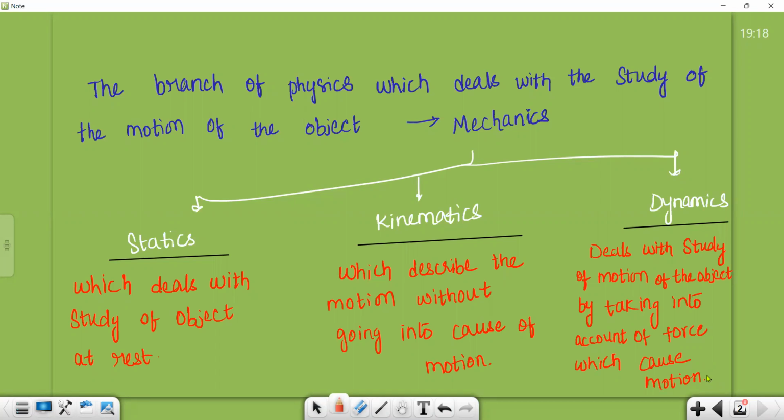So statics deals with the object at rest, and kinematics deals with the object which is in motion but not with the cause. Whereas dynamics deals with the study of motion of the object as well as the force which is making that particular motion. It is called dynamics. So these three come under the branch of physics itself.